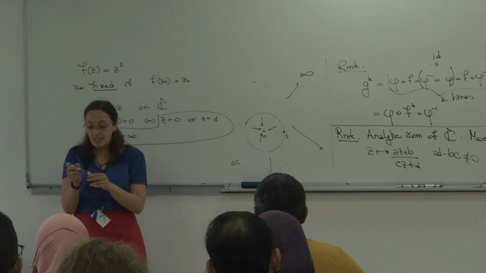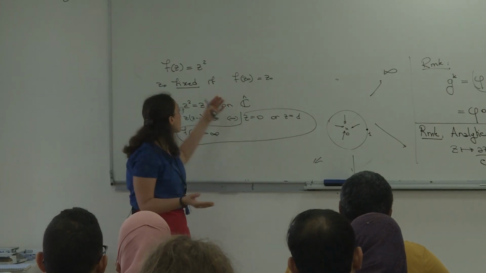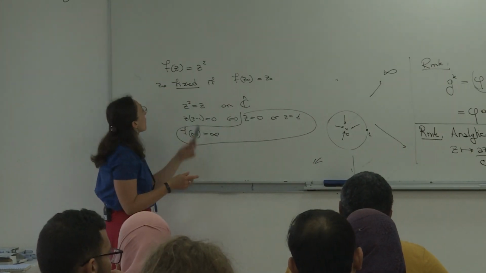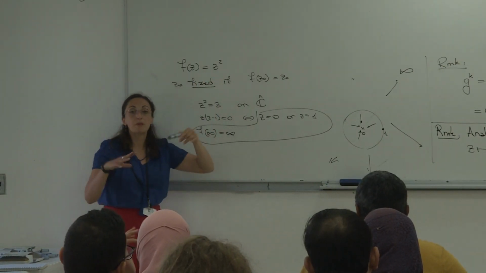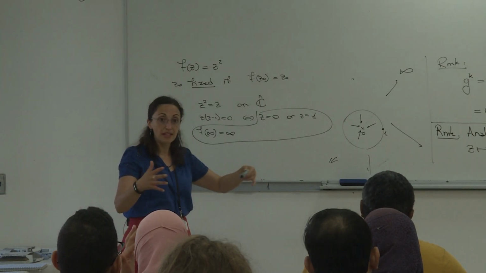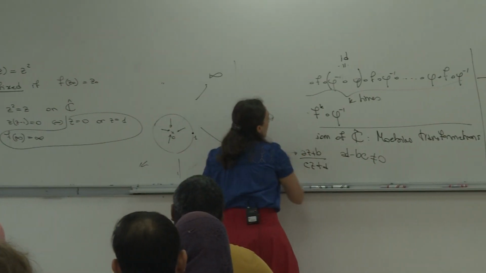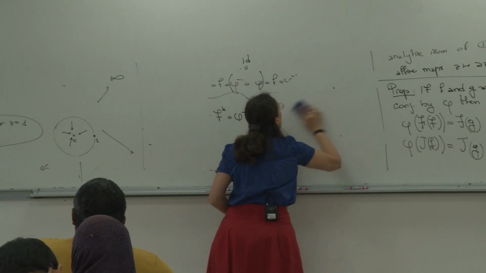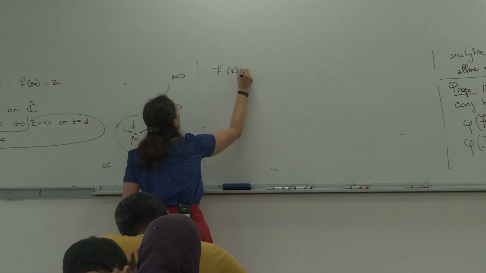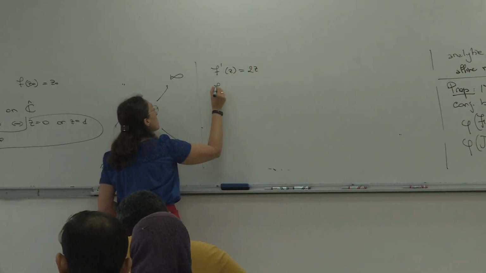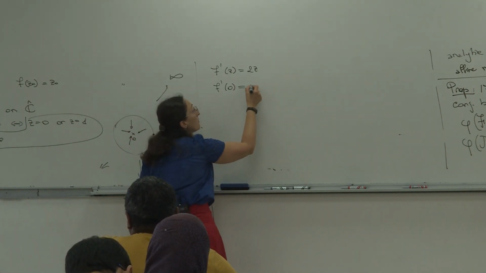So how can we encode this special feature by something which is written in my maps? For the moment, I was just looking at the map itself. So maybe now I can look at the derivative of this map and see what happens. If I look at the derivative of my map at the fixed point, what do I get? The derivative of z squared is 2z, so f prime of z is 2z. And so what happens when I compute it at the fixed points? f prime at 0 is going to be equal to 0.